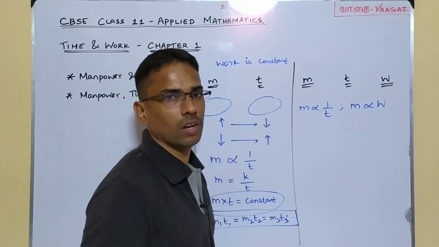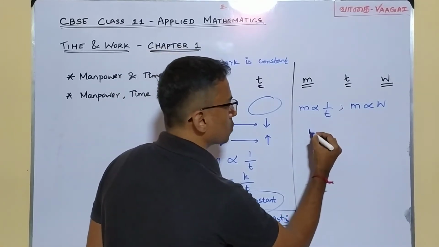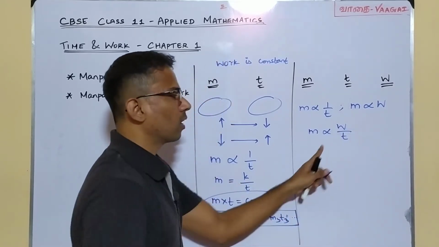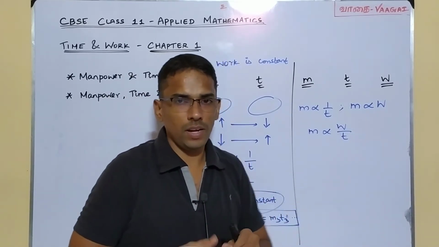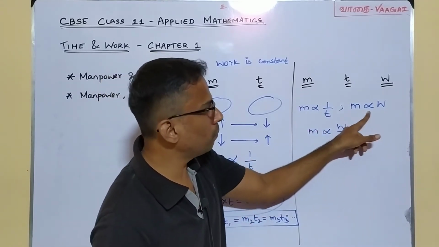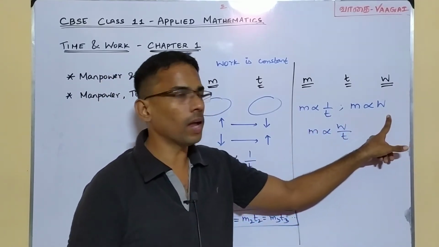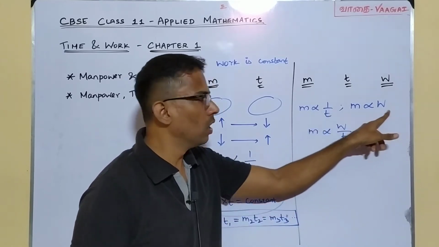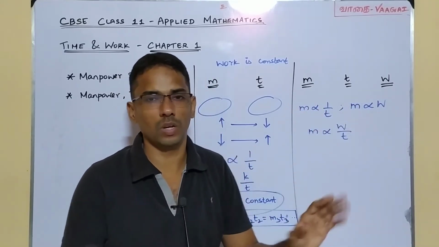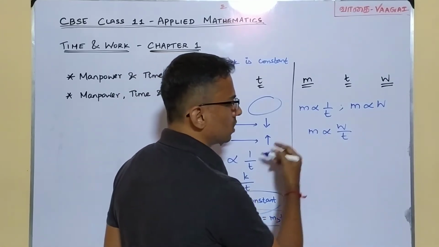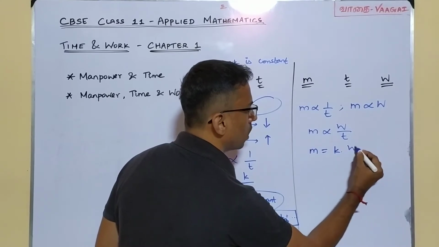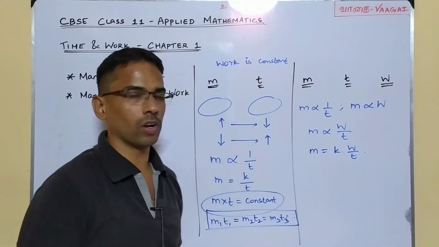Let's put them together. Now manpower is directly proportional to work by time. I can conclude like this. See here, manpower is proportional to 1 by T. Here manpower is proportional to work. Now I am putting both these things together. Manpower is proportional to W by T, I mean work by time. Now in order to take out this relation, I can equate it: manpower is equal to some constant times W by T. This way I can conclude.